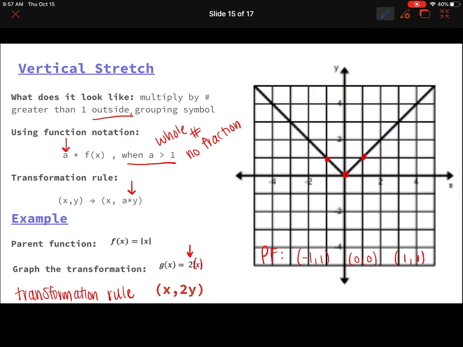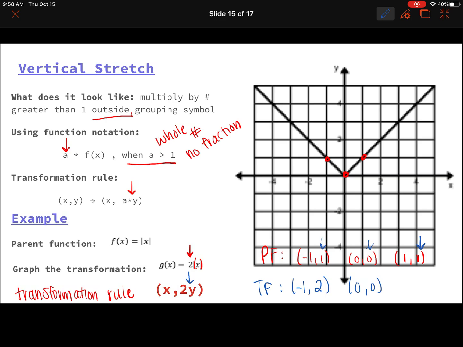Now I need to transform, right? So I need to get my coordinates for my transformation function. My rule is I'm multiplying every y value by 2. So my x stays the same, so that -1 stays the same, and 1 times 2 is now 2. And then I go 0, 0, because 2 times 0 is just 0.